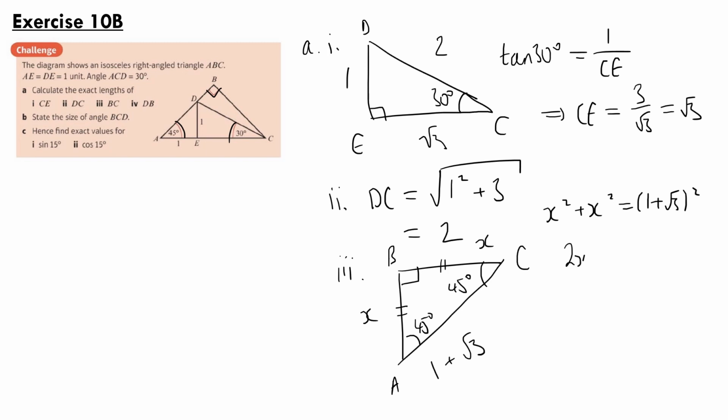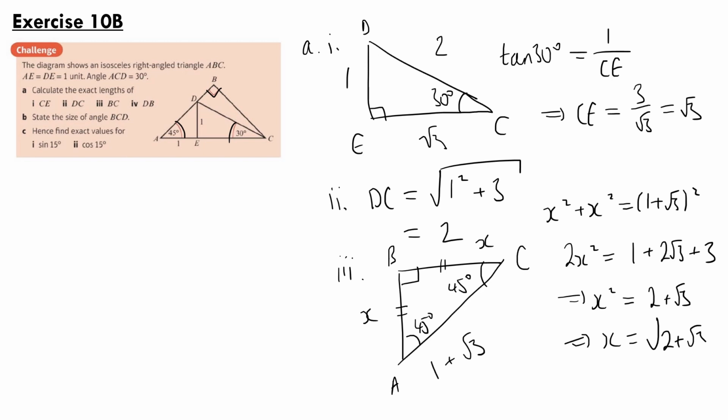And so 2x squared is equal to 1 plus 2 root 3 plus 3. So we have that x squared is equal to 4 plus 2 root 3 divided by 2, which gives us 2 plus root 3. And so x is equal to the square root of 2 plus root 3. And therefore we have BC is equal to the square root of 2 plus root 3.